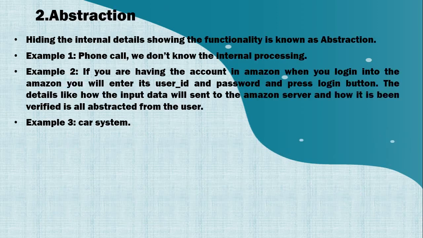Next one is, what is abstraction? So the next concept is abstraction. Hiding the internal details and showing the functionality is known as abstraction. It is one of the fundamental concepts of object-oriented programming. It is a process of showing the relevant data and hiding the internal details. Unnecessary internal details will not be provided to the user. Just its functionality will be shown to the user, which is called abstraction.